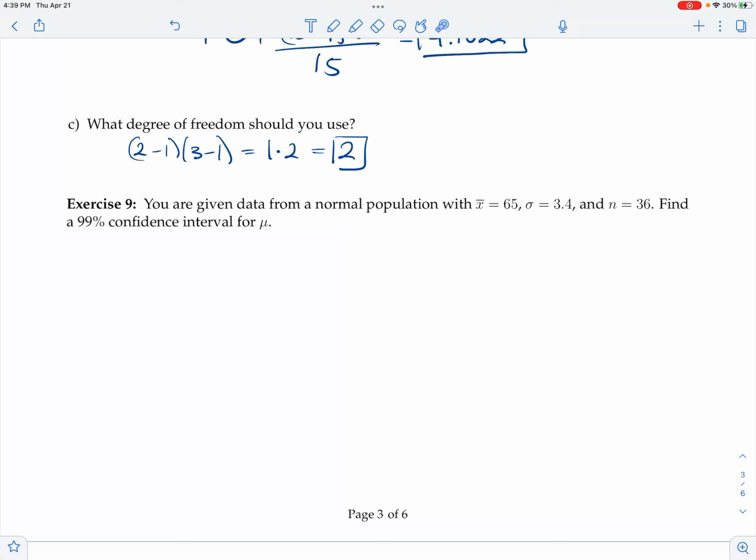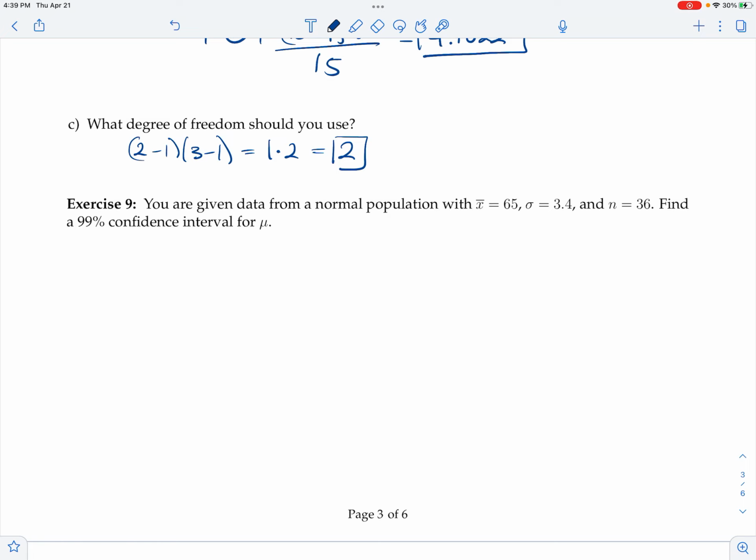All right, exercise 9 is a little blast from the past here. We're given data from a normal population, and what makes this data interesting is that we're actually given sigma. And so this is actually going all the way back to chapter 7, and we just need to know those formulas. You've got them in your formula sheet.